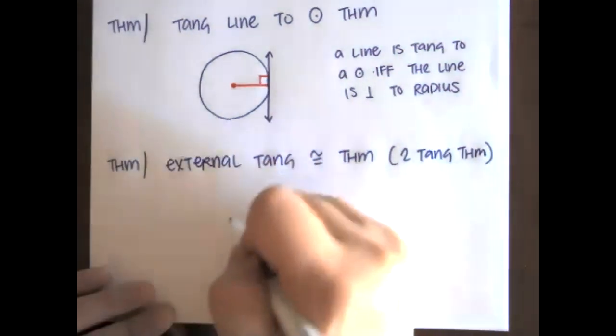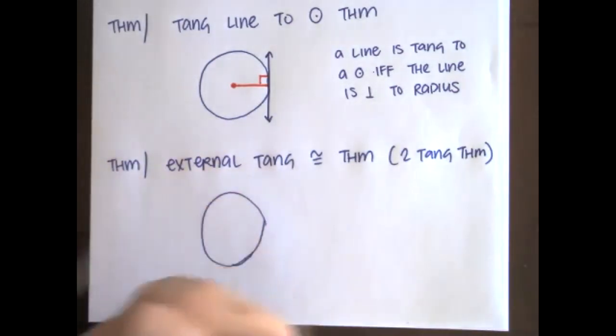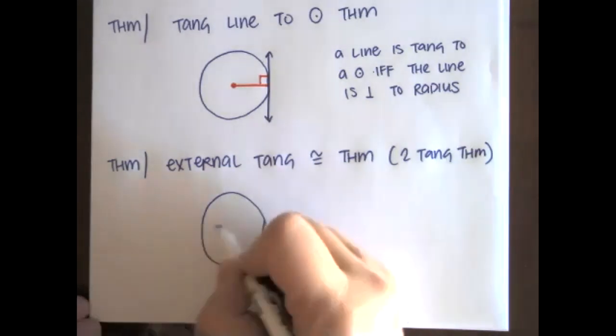So what this is, it's a circle. Oh gosh, my circles are really bad. I need my overhead. I miss my overhead so much.